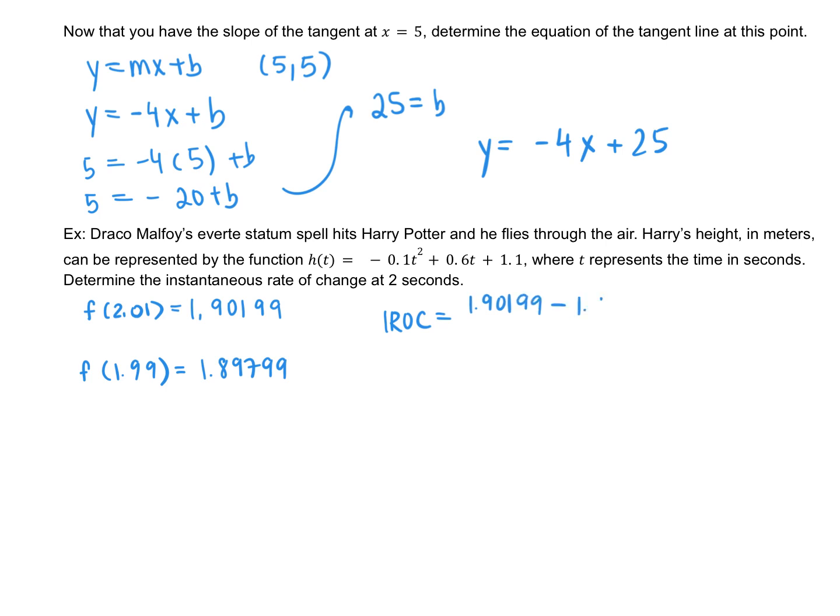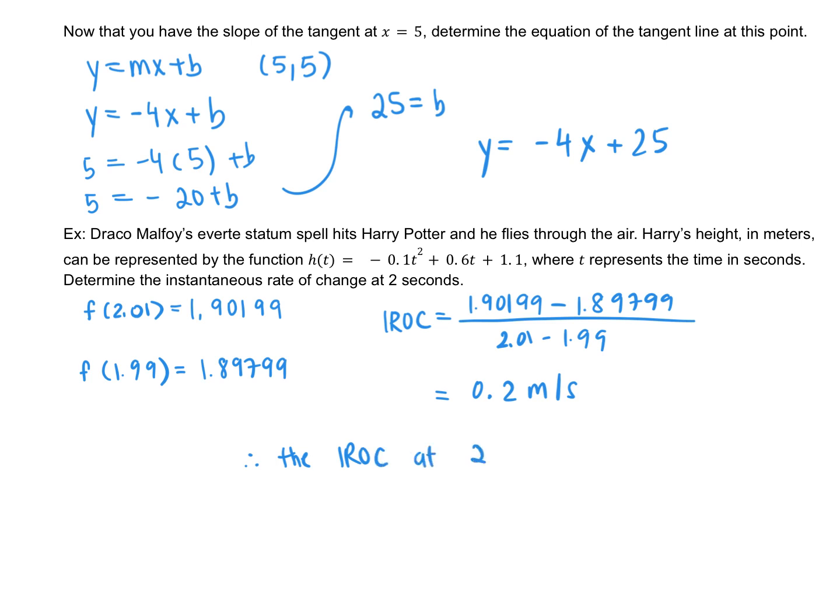Now I'm ready for my instantaneous rate of change. 1.90199 subtract 1.89799 all over 2.01 minus 1.99. And we punch that in, and I get 0.2 meters per second. And because it's a word problem, I will write a therefore statement. Therefore, the instantaneous rate of change at 2 seconds is 0.2 meters per second.